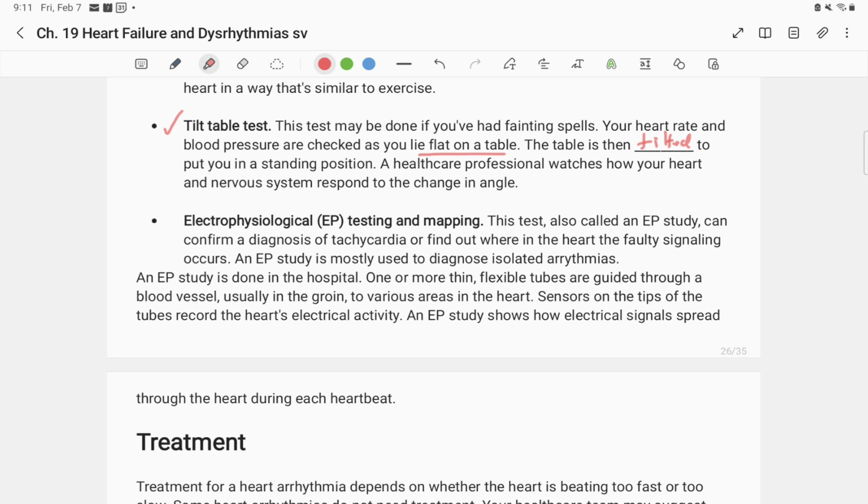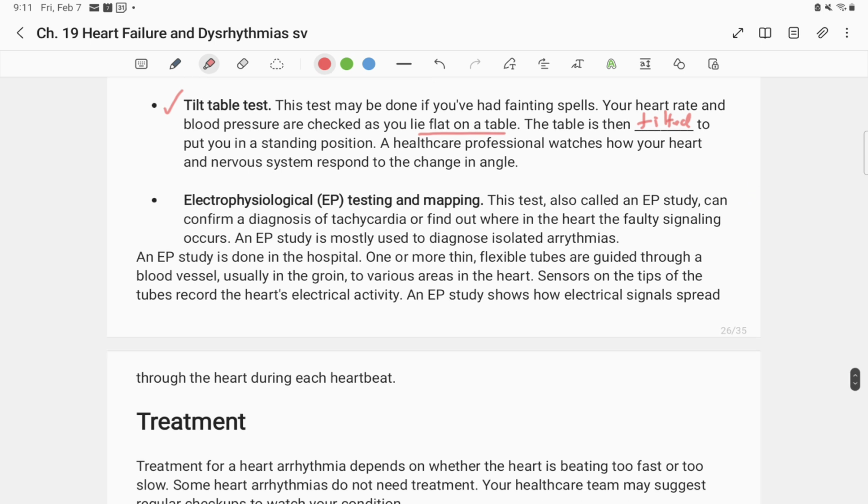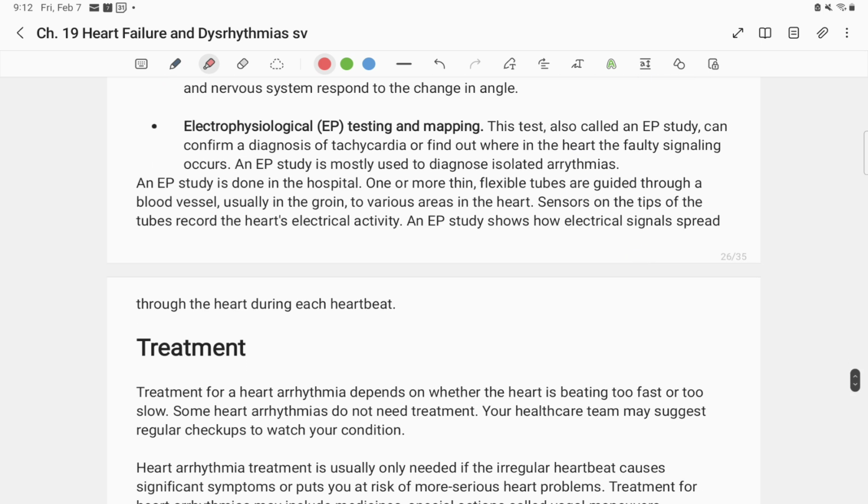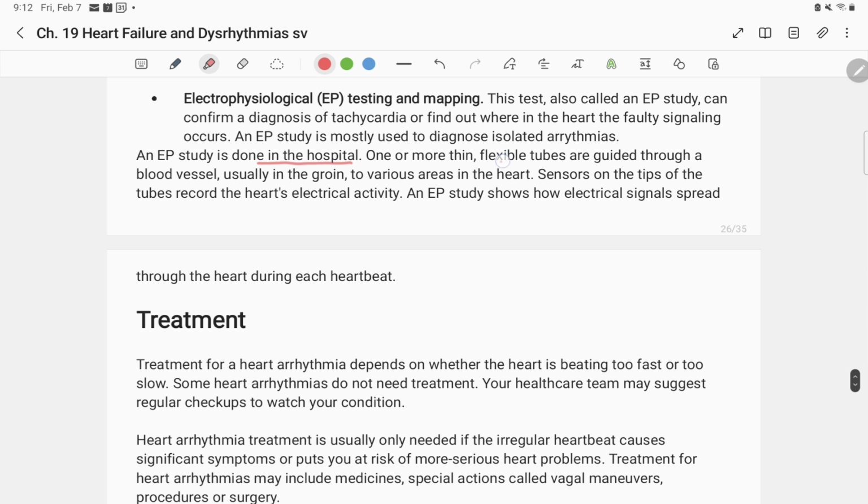Electrophysiological tests and mapping, also called an EP study, can look for arrhythmias. Okay, this is usually done in the hospital, where these flexible tubes are put through the blood vessels, usually inserted through the groin area, and they'll route the tubes all the way up into the heart. And then there's sensors in there that record the electrical activity.